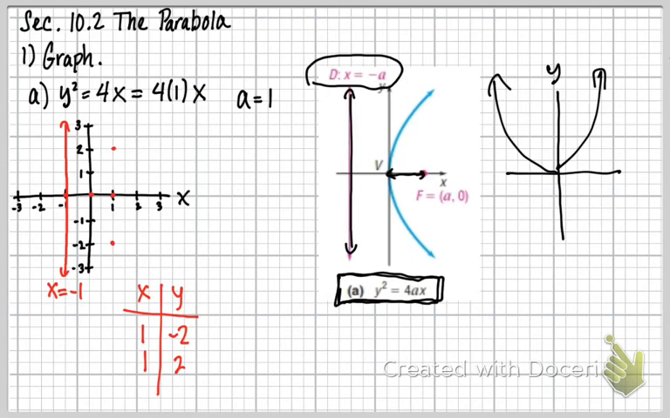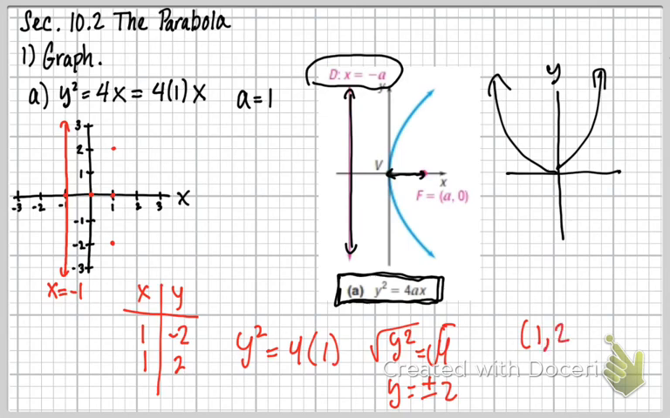Here I'll show you the work. I got y squared equals 4 times 1. It is a y squared. So y squared equals 4. When I square root both sides, I get y equals plus or minus 2. So my two ordered pairs from this are (1, 2) and (1, -2). And that's what you see graphed there.